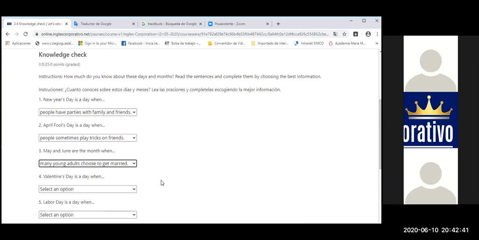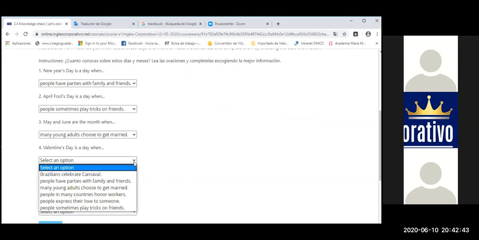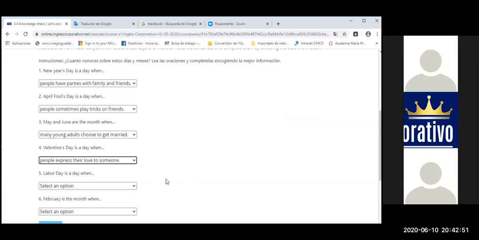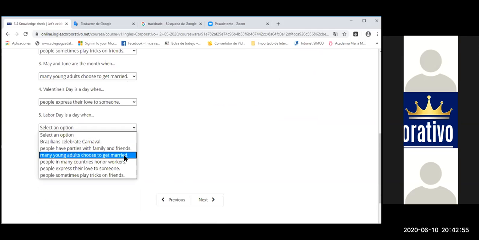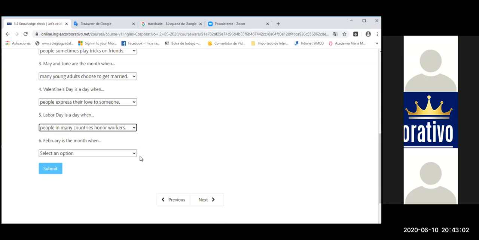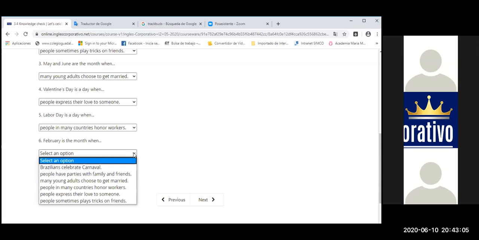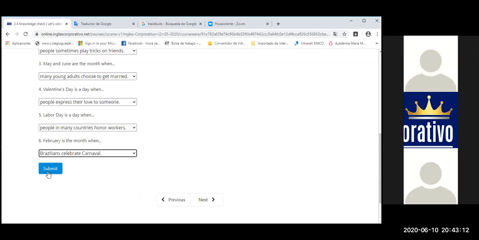And today is a day when people express their love to someone. Number five: Labor Day is a day when people in many countries honor workers. Yes. February is the month when Brazilians celebrate Carnival. Carnival, okay. We check. We answer.